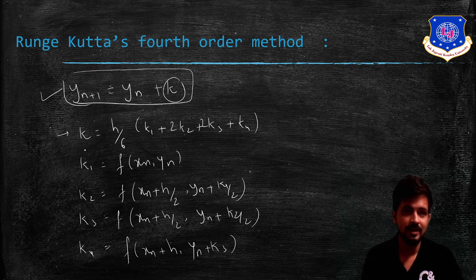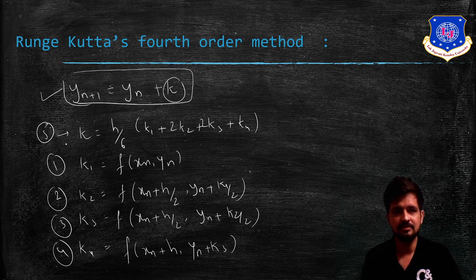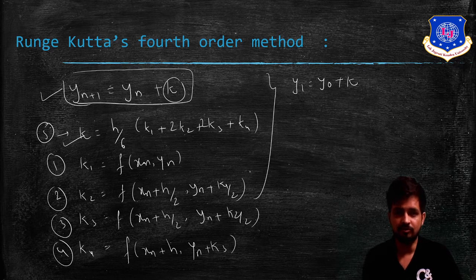So to solve the numericals you have to start from here. First of all find k1, then k2, k3, k4. Then place all these values in k and then place in this value. If you want to find y1, then y1 can be written as y0 plus k. In place of xn and yn, you have to write x0, y0. So in this way you can solve the numericals of Runge-Kutta fourth order method.